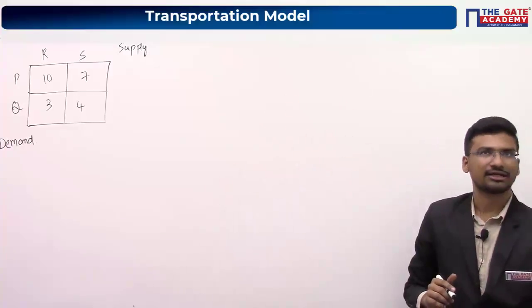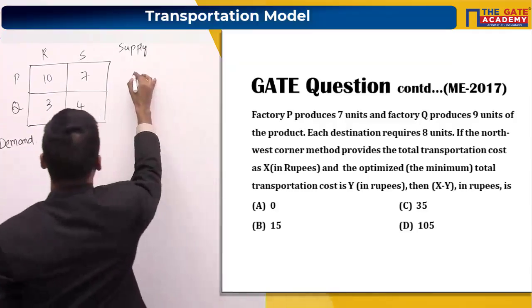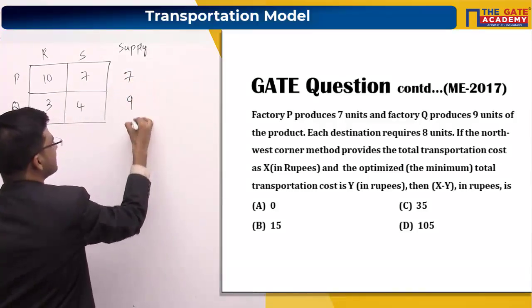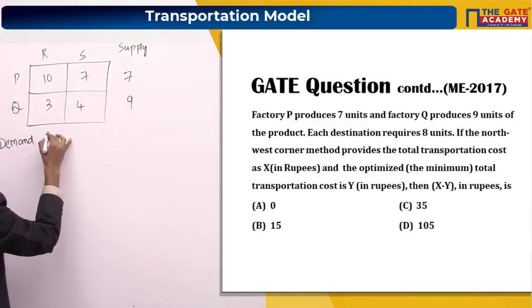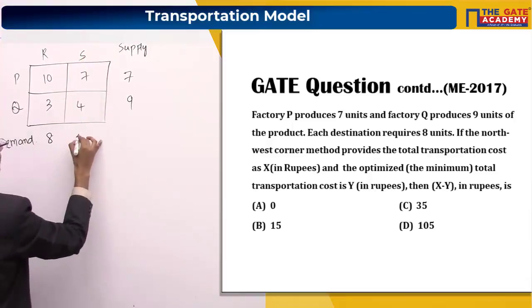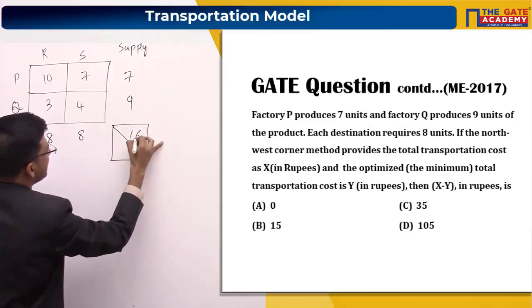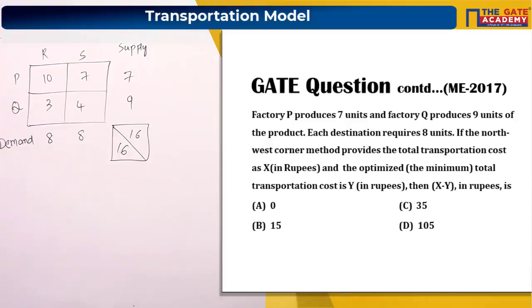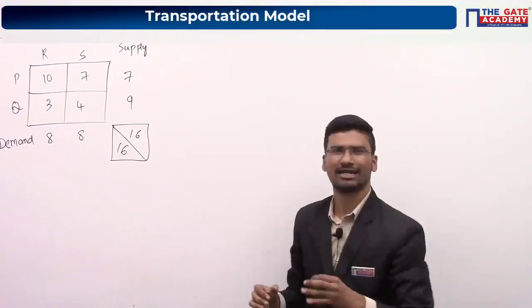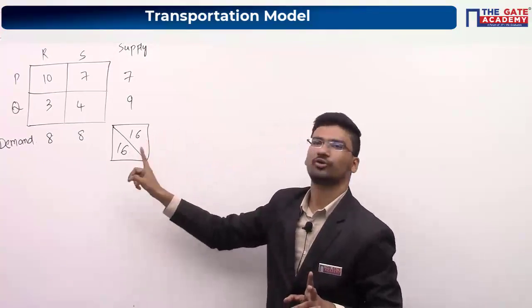I am just moving to the next slide. They are saying that factory P produces 7 units and factory Q produces 9 units, and R is having a demand of 8 units and S is also having a demand of 8 units. Just check whether supply is equal to demand or not. This is 16 and this is also 16. So supply is equal to demand, in the sense we can apply any of the available methods, NW, VAM, any method, only if total supply is equal to total demand.